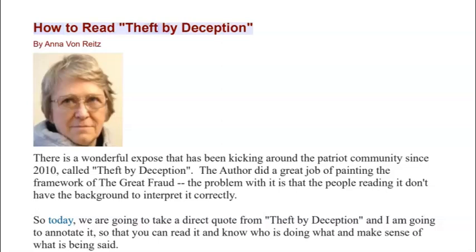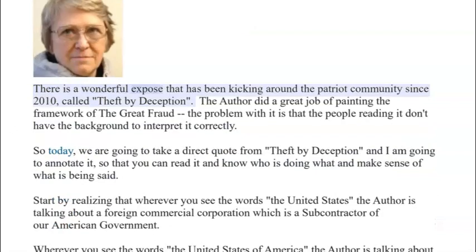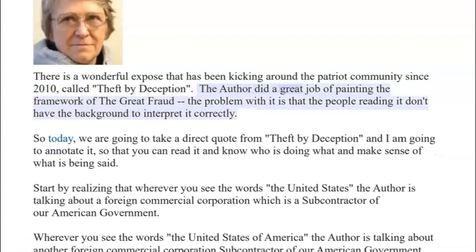How to Read Theft by Deception by Anna von Reitz. There is a wonderful exposé that has been kicking around the patriot community since 2010, called Theft by Deception. The author did a great job of painting the framework of the great fraud. The problem with it is that the people reading it don't have the background to interpret it correctly.